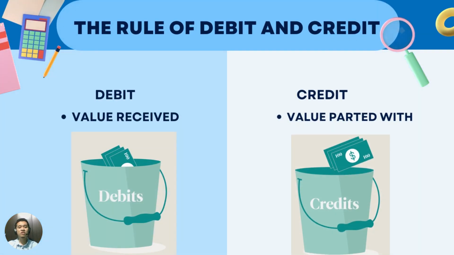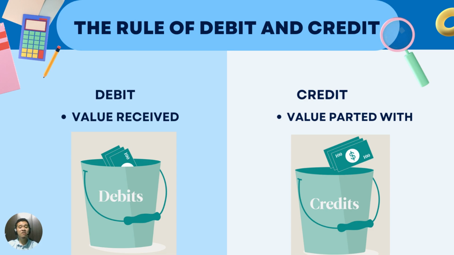So, let's proceed with the rules of debit and credit. We have here debit, which stands for the value received, and credit, the value parted with in a transaction. In short, for every value received, another value is given away as an exchange. In accounting, as you can observe, the debit side is on the left, while the credit side is on the right.